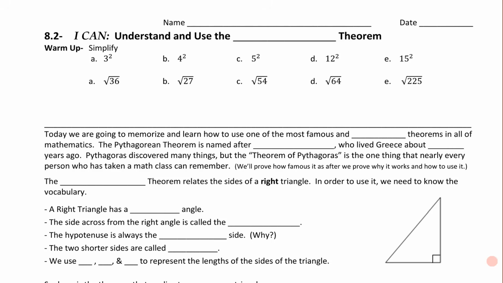Well, we're ready to hit the big idea for this unit. In 8.2, we're going to be talking about the Pythagorean Theorem. So the I can statement is: I can understand and use the Pythagorean theorem. Pythagorean is kind of phonetically pronounced there, and we usually just say Pythagorean theorem. It kind of sounds like there's an A there. So we're going to talk about the Pythagorean theorem, where it comes from, and how it's used.